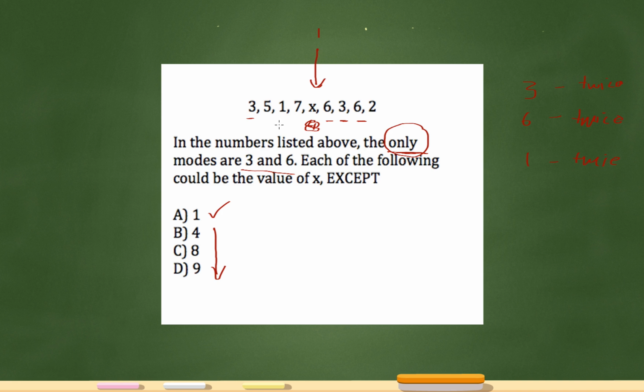But again, if this was 1, then I would have a 1 there and a 1 there, so I would have 2 1s, which would add 1 as another mode to this list, and that's why, except 1, all the other numbers could be possible values of that x.